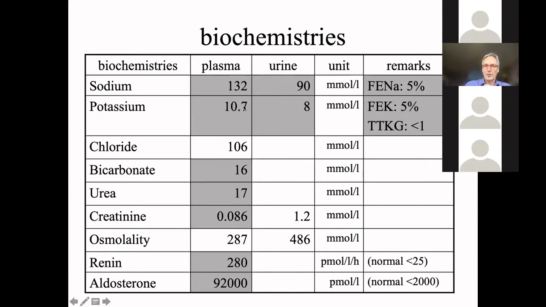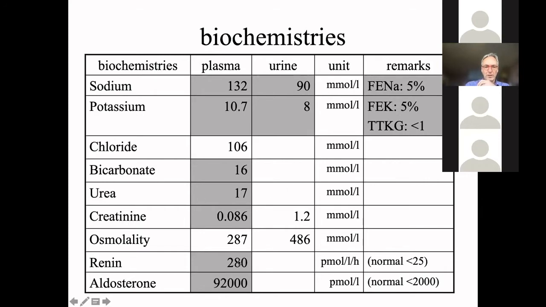And you don't need to calculate fractional excretions of potassium or the transtubular potassium gradient. It doesn't really matter. If you have a plasma potassium of 10.7, you want to have as much potassium in the urine as possible. And yet these kidneys are hardly excreting any potassium. So you know there's a problem. And potassium secretion obviously is in the collecting duct. So this is why the problem is there.